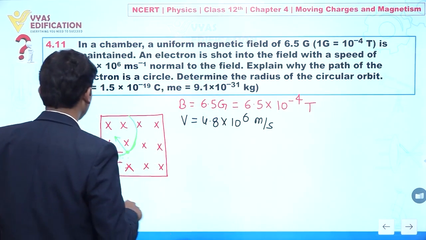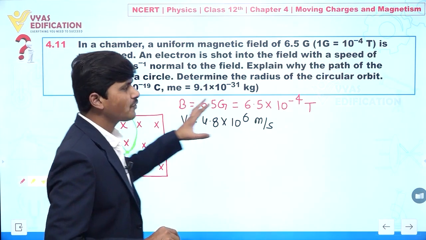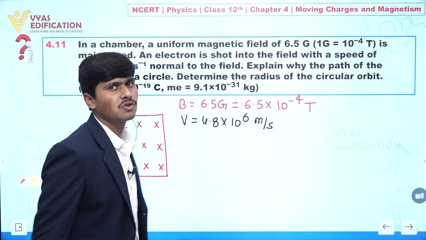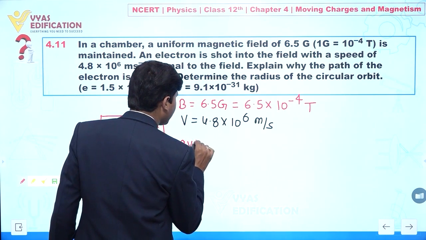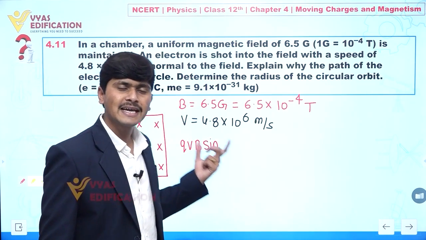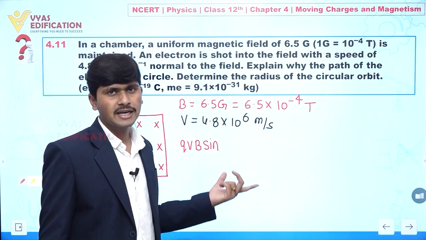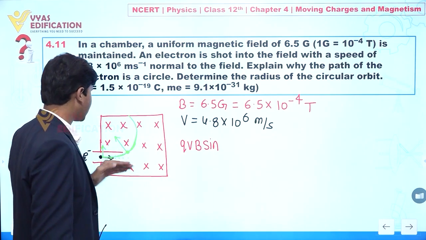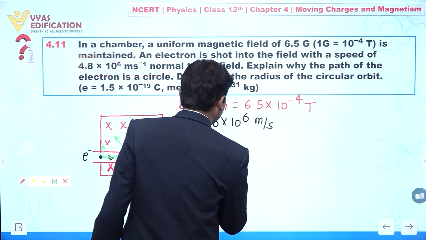Now we can say this is a region, and we have to determine the radius of this circular path. The force acting is given by qvB sin θ, where θ is the angle between the velocity vector and the magnetic field. The velocity vector and magnetic field are perpendicular to each other, so this is sin 90.